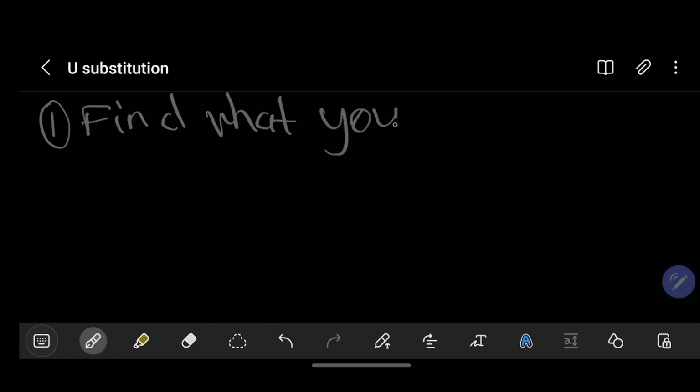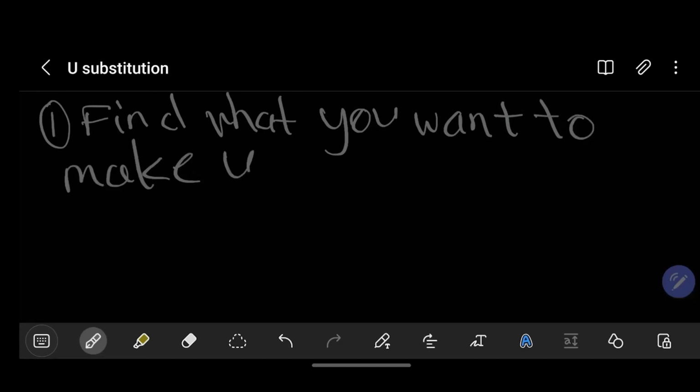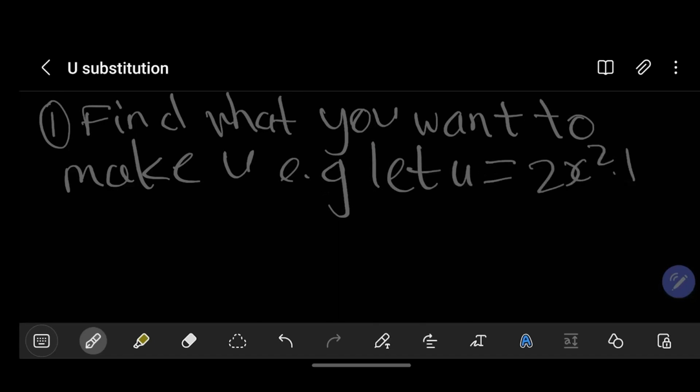Like I said, let's look at the different steps. I have broken down the way in which you use U-Substitution into 6 different steps. The first step is you need to find what you want to make U. So in an example of an integral, we can say let U equal 2x squared plus 1. So basically the first part of the substitution, determine what you want to make U equal to.